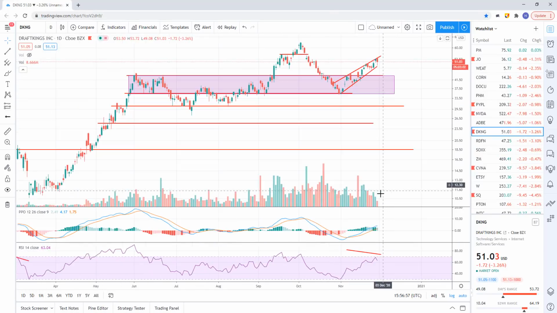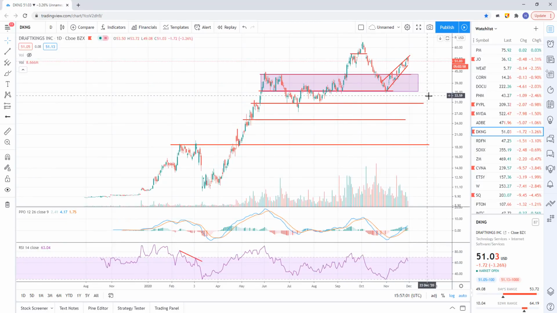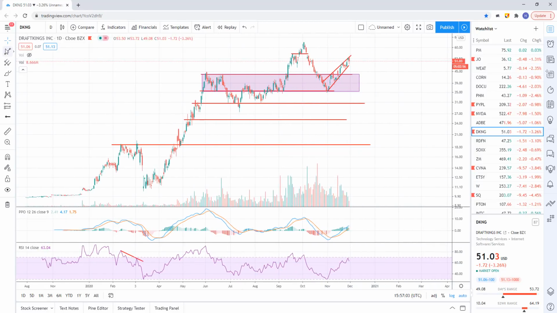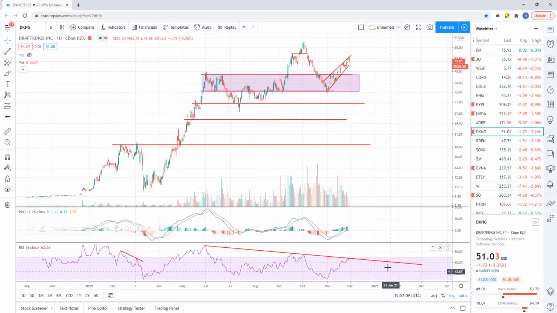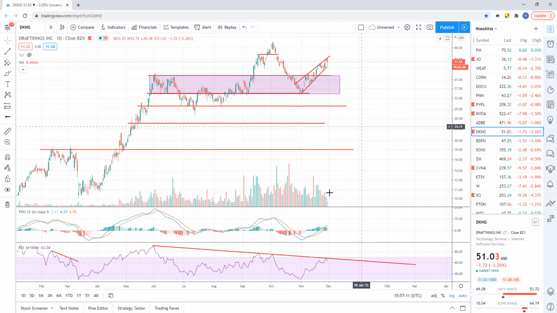DraftKings here. Someone also pointed out that they thought the negative divergence was no longer intact on DraftKings, and I'm not exactly sure what they were saying. I clearly see, you can mark it out right there, that's negative divergence. Now there is no negative divergence anymore. There's just negative momentum, let's just put it that way. The divergence was right here.